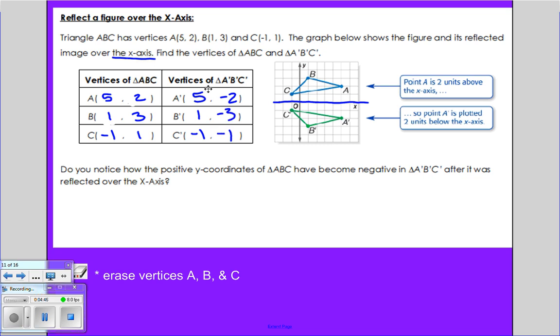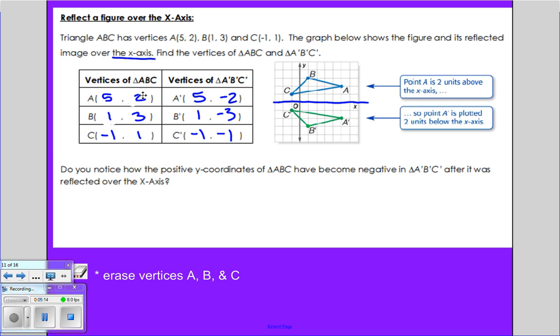And then we would go ahead and graph our new triangle, and it should look like it's reflected over the x-axis. We're going to look at (5, -2). So here's the 0 point of origin. 1, 2, 3, 4, 5, negative 2. That's correct. Then (1, -3), so positive 1, negative 3. B is in the correct location. And (-1, -1). C is in the correct location.